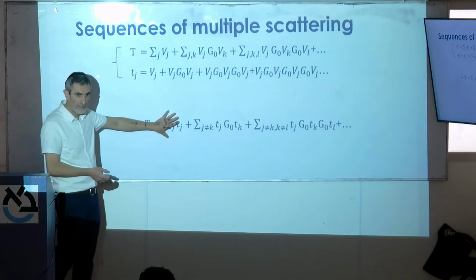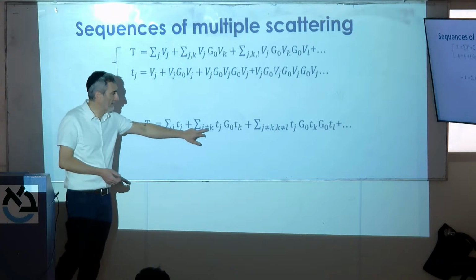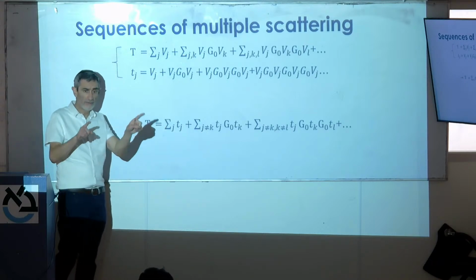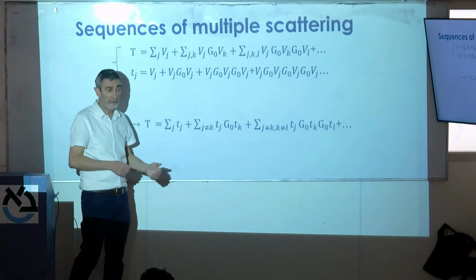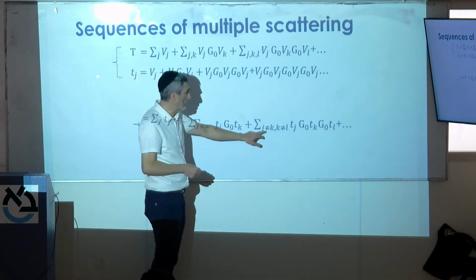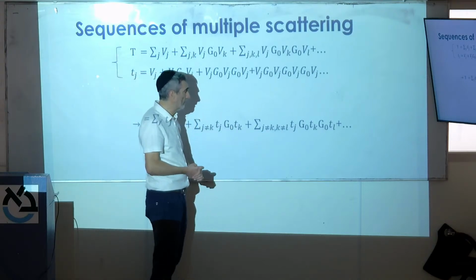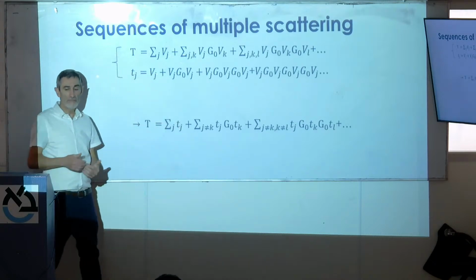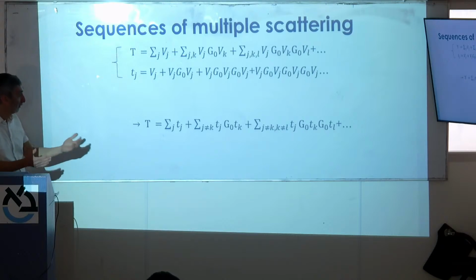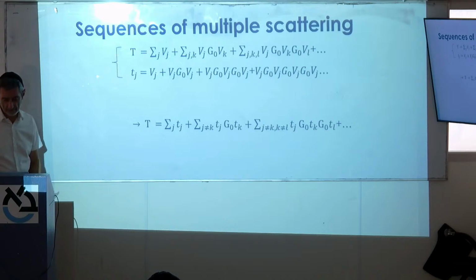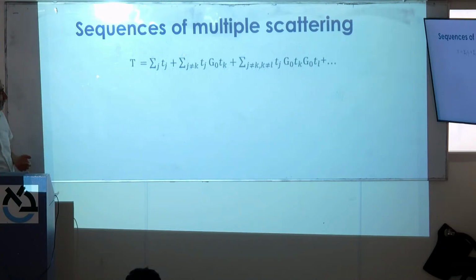This is scattering inside one particle. This is scattering between two different particles. So we take all pairs of particles inside the system, and that's the contribution of second order scattering. For third order scattering, j should be different from k, and k different from l. You have all these terms that separate scattering by a single particle, two particles, three particles, etc. So what you read in this formula is a sequence of multiple scattering.